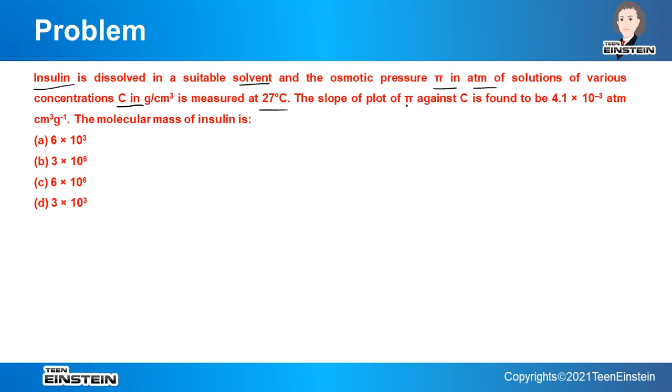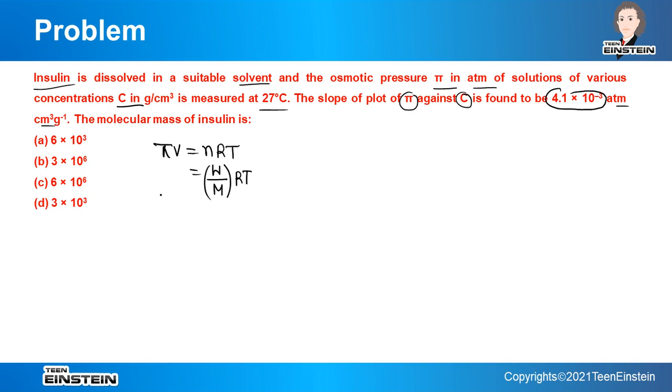Now the slope of the plot pi versus C, if we draw the plot, is found to be 4.1 times 10 to the power minus 3 atm centimeter cube per gram. So what will be the molecular mass of insulin, that we have to find out. Here which equation will we use? We will use pi V equal to nRT. Now in place of n we can write W by M, that is molecular weight, into RT.